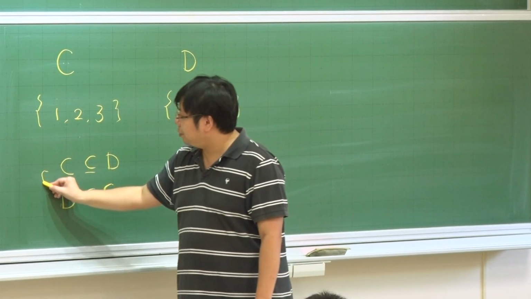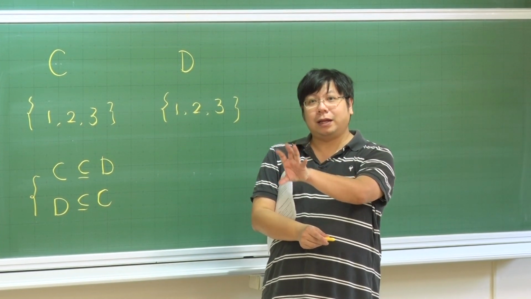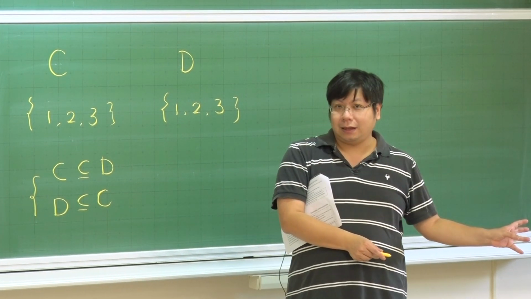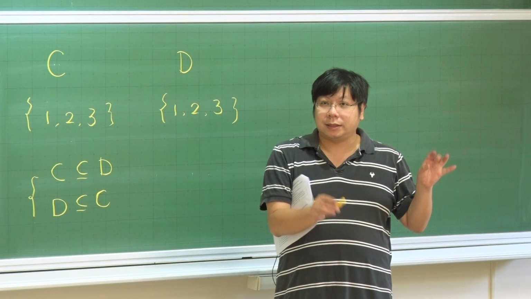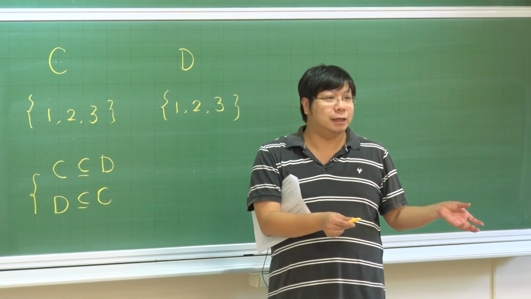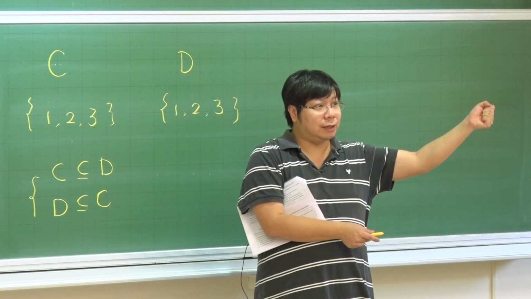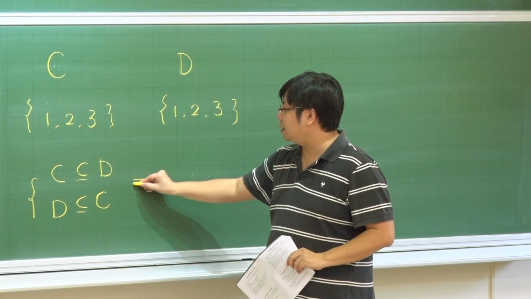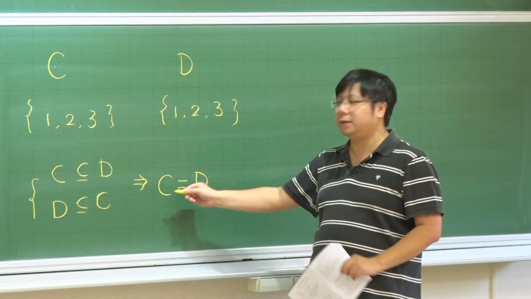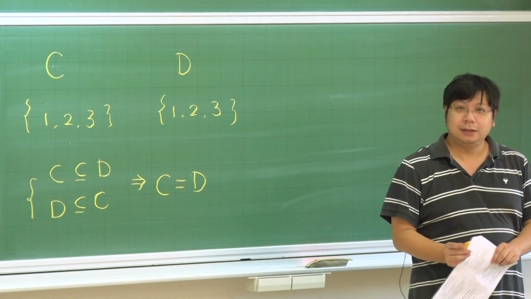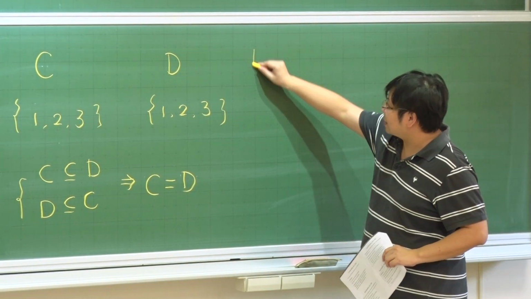Now with these two together, everything in C appears in D. On the other hand, everything in D appears in C. What does it mean? It means that the two sets contain the same items, right? Anything here appears there. Anything there appears here, right? So that's the case where we say the two sets are exactly the same, and we write C is equal to D. Is that okay? Okay, very simple, right?